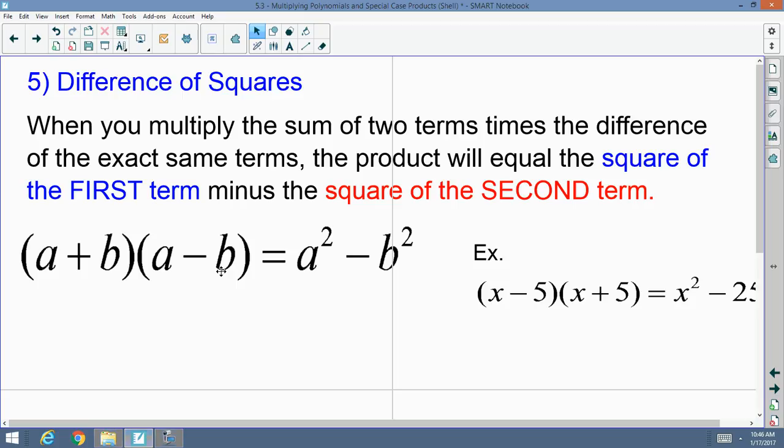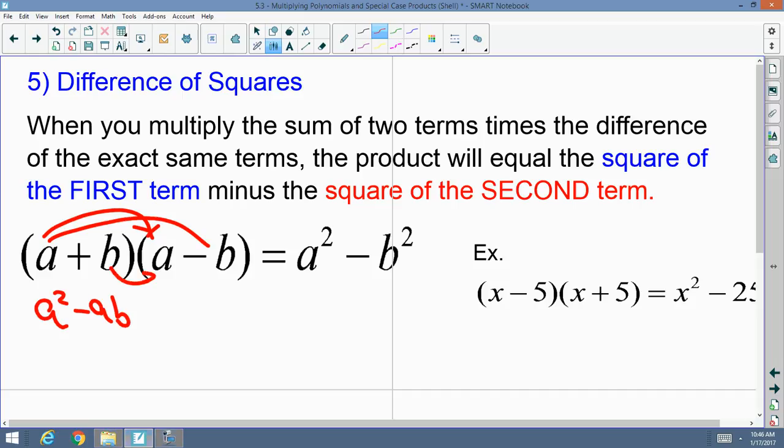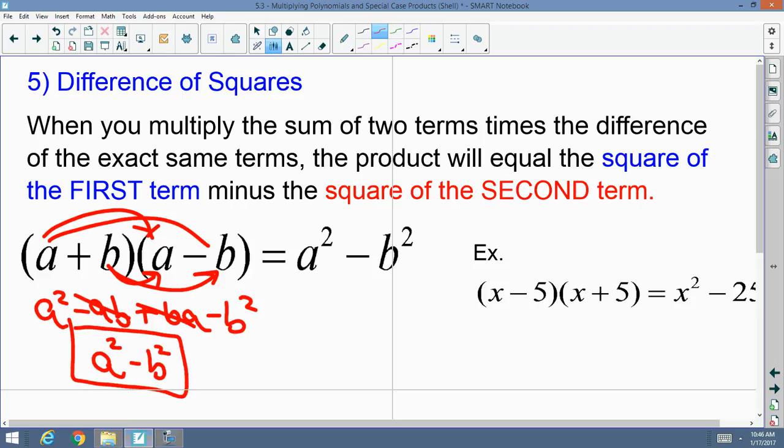You could do it the long way. A times A is A squared. A times negative B is negative AB. B times A is plus BA. B times negative B is negative B squared. My negative AB plus the BA cancel, and I will always be left with the first term squared minus the second term squared, always, 100% of the time, no exceptions, if and only if you have the same two numbers being added times the same two numbers being subtracted.